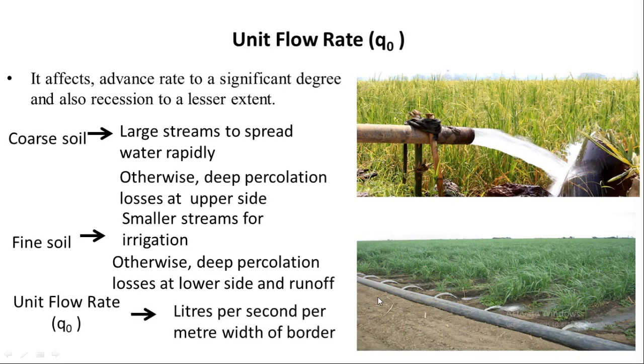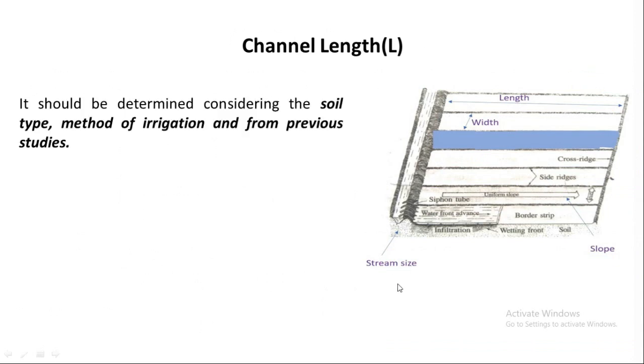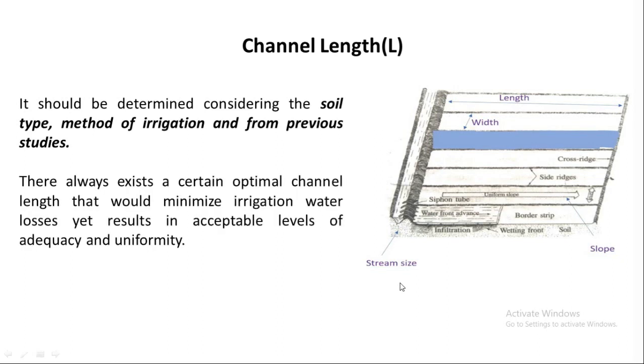Unit flow rate is expressed in liters per second. It is usually expressed in liters per second per meter width of border. Now channel length. It should be determined considering the soil type, method of irrigation and from previous studies. And there always exists a certain optimal channel length that would minimize the irrigation water losses, yet results in acceptable levels of adequacy and uniformity.